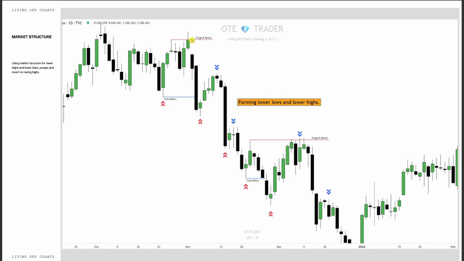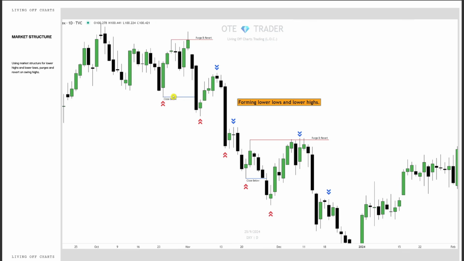So these purges, you really want to pay attention to those. If you can see those happening and then closure below old lows, that's a very good indication that you're going into bearish order flow. Now, price doesn't always close below the old high. It can still close above it and then still close lower. But if you see these signatures over here, they are a higher probability for a shift in market structure.